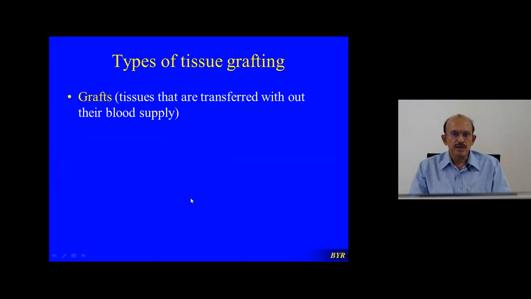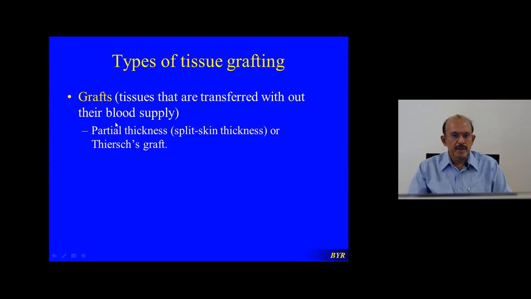Types of tissue grafting: they are divided into grafts and flaps. Grafts means tissues that are transferred without their blood supply. So there is no blood supply. You just take a slice of skin and place it somewhere. That is called a graft. There are 2 types: partial thickness graft and full thickness graft.